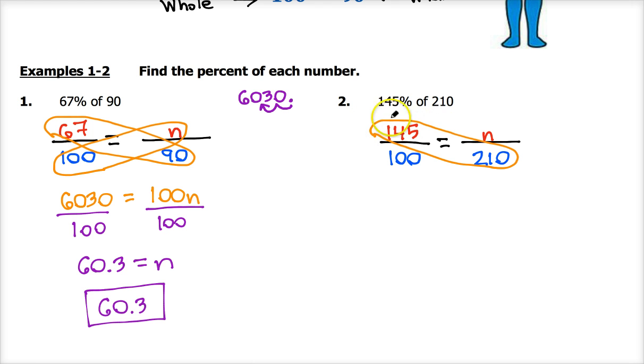So we're going to solve this proportion using cross products. 145 times 210. Please do that multiplication off to the side.